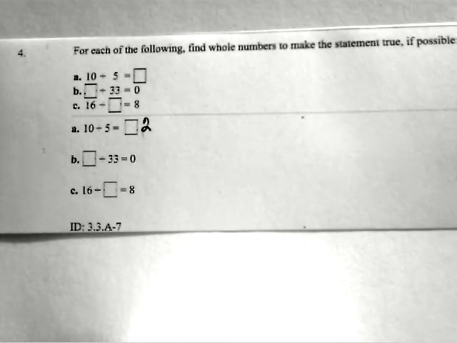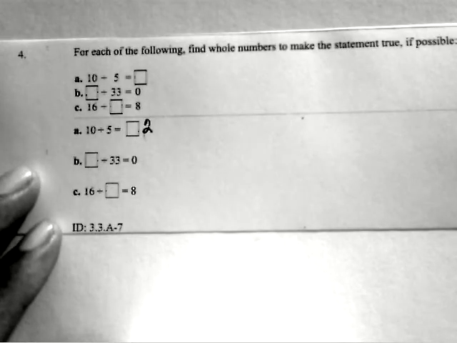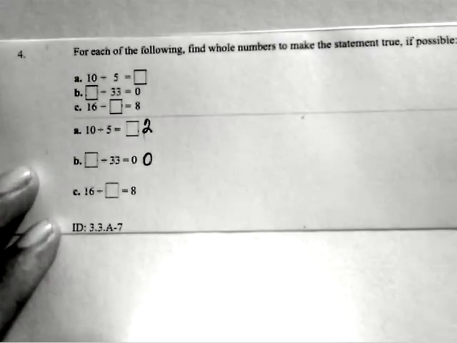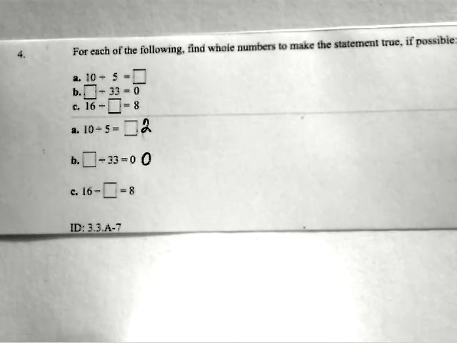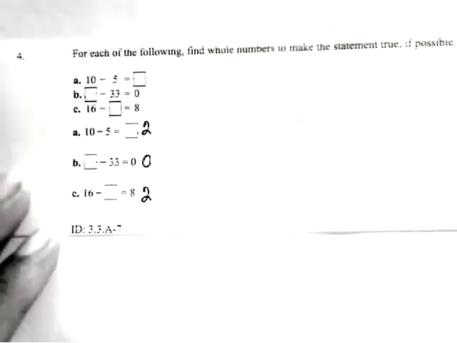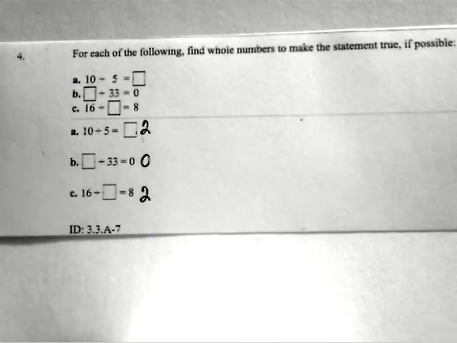Okay, now part B, some number divided by 33 will be 0. It will have to be 0. Because 0 divided by any non-zero number will be 0. And then 16 divided by some number will give me 8. So you can think of this, 8 times what number will give you 16? And that's 2. Because 16 divided by 2 does give you 8.